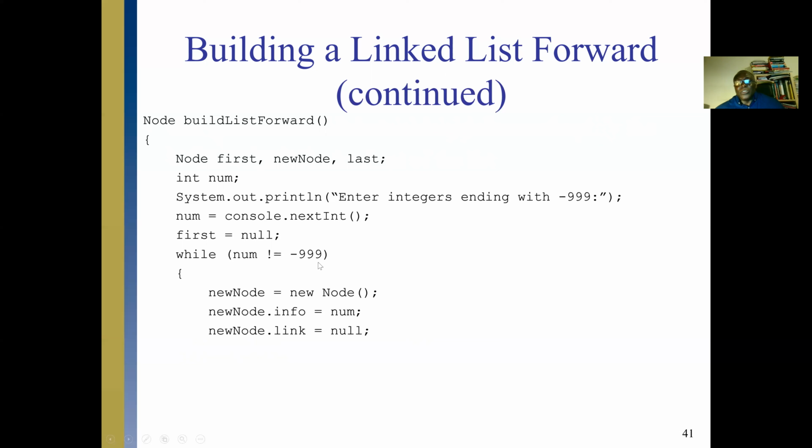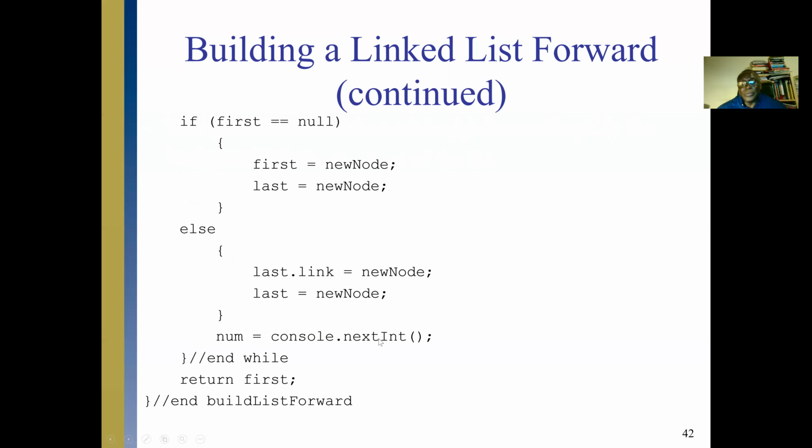When the user enters it, we check if it's equal to the sentinel value. If it's not, then we dynamically create a new node. So we say new node using the constructor. Then we set the info part of the new node to num, then the link part to null. Then we check if there's an item in the linked list. So first equal to null.